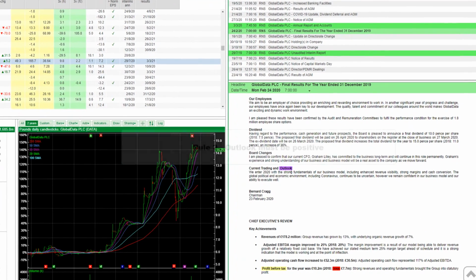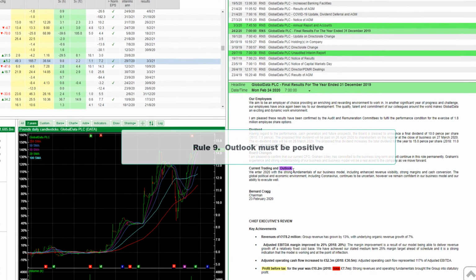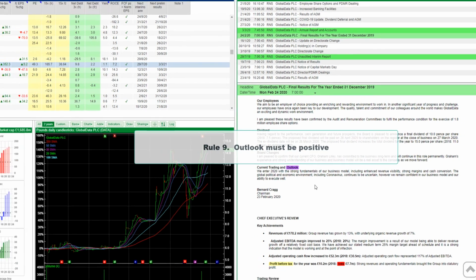I've got in purple some outlook because, again, rule number 9, outlook must be positive. So if you look at this, we enter 2020 with strong fundamentals of our business model, including enhanced revenue visibility, strong margins, cash conversion. The global political and economic environment, including coronavirus, continues to be uncertain. However, we remain confident in our business model and our ability to execute well. I mean, that's positive, isn't it?